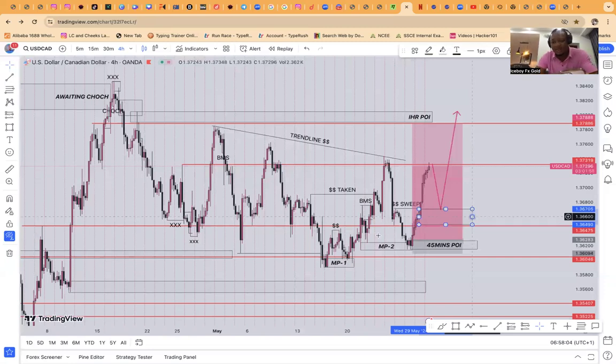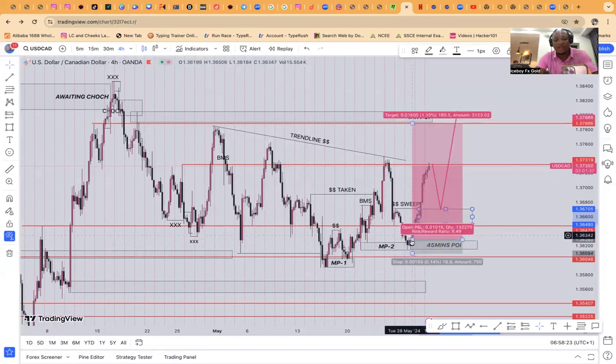This is it. You can see my MP1 mitigated, my MP2, you can see price coming back to that area to mitigate that point. So definitely, sometimes when you see that your entry has been mitigated, why not open a position and then put your stop loss the way it should be, if you are to wait for other limits.